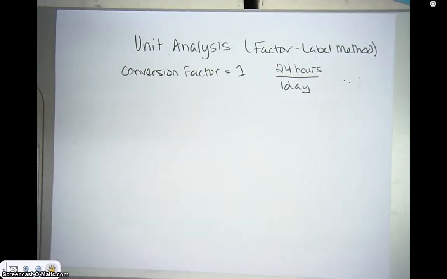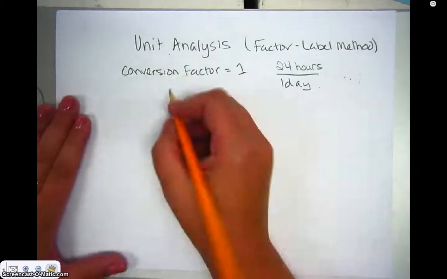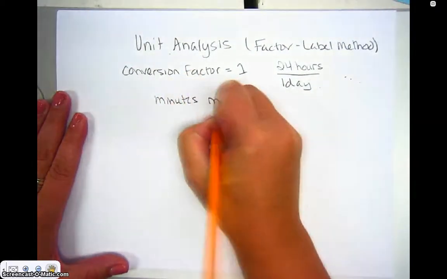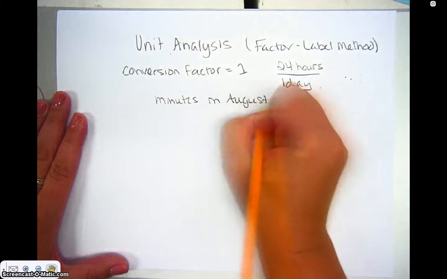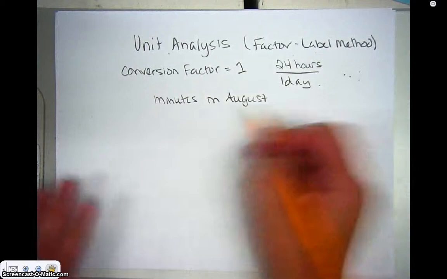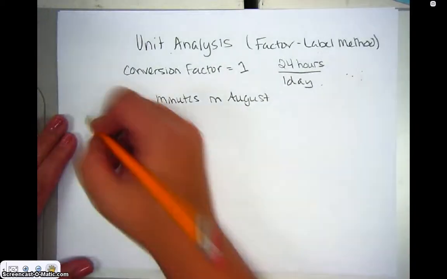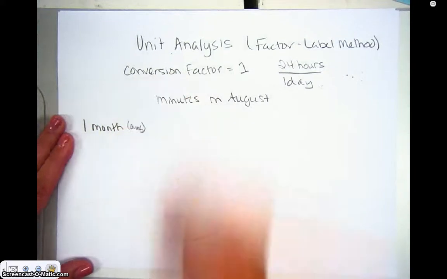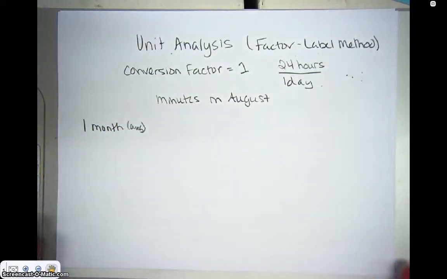So let me give you an example and show you how you set this up. Let's figure out how many minutes are in the month of August. I'm being asked for minutes in August. So we start by writing down what we have. We'll say 1 month, and in parentheses we'll write August, so we know how many days are in that month. Now, we want to take it step by step to convert from months to minutes.